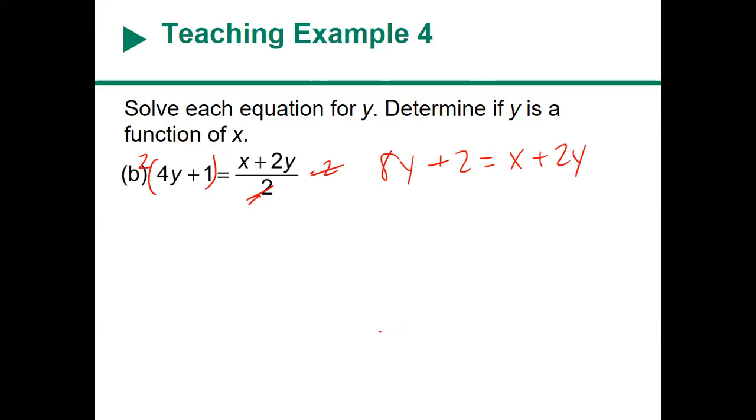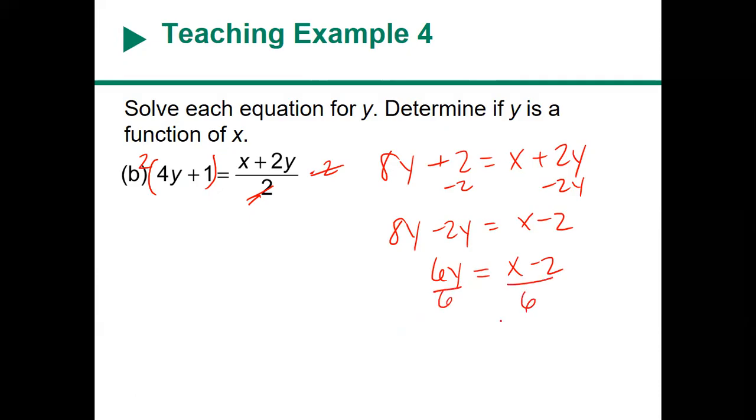What's my next move? Minus the 2 and minus the 2y. I'm left with 8y minus 2y equals x minus 2. So that gives me 6y equals x minus 2. So y equals... Is this a function? Yes. To be very specific, it is a linear.